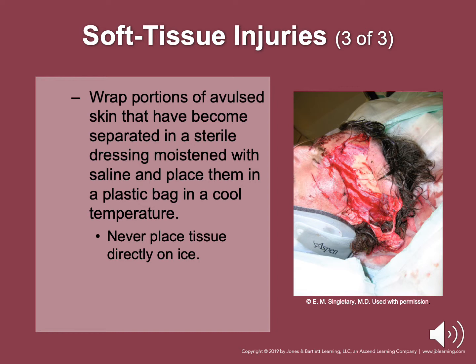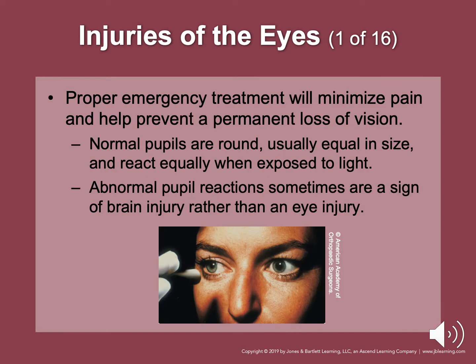Injuries to the eyes: proper emergency management will minimize pain and help prevent permanent loss of vision. In a normal, uninjured eye, the entire circle of the iris is visible. Pupils are round, usually equal in size, and react equally when exposed to light. Both eyes move together in the same direction when following your moving finger.